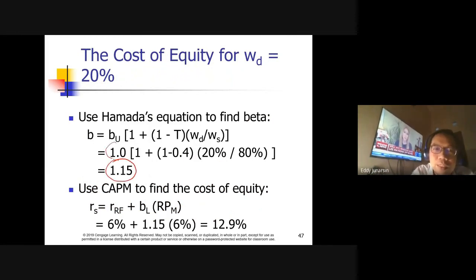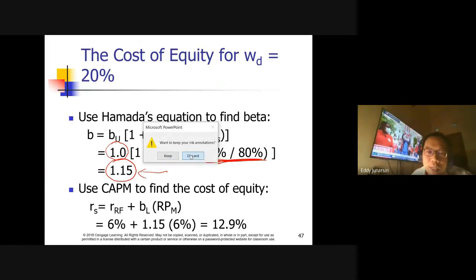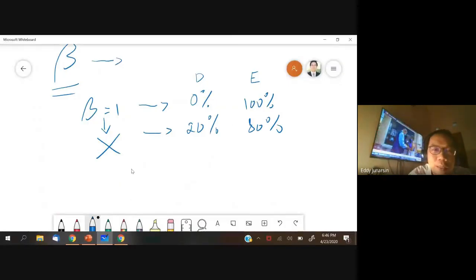See here, this is the unlevered beta that we saw, multiplied by 1 plus 1 minus tax rate, multiplied by the debt to equity ratio. So we get the new beta. So now we find out that when it is 20/80, the beta would be 1.15.